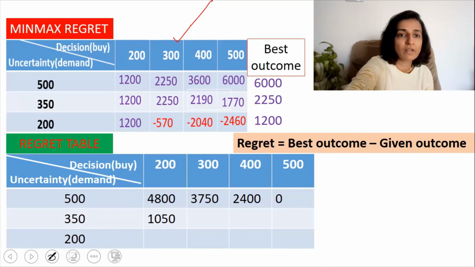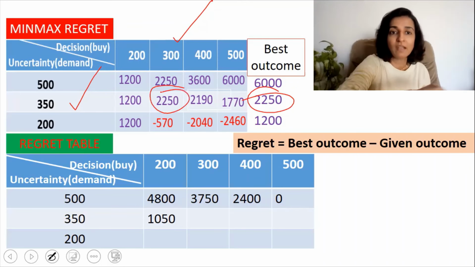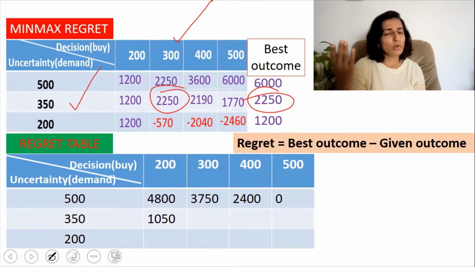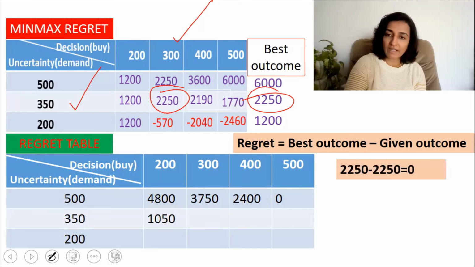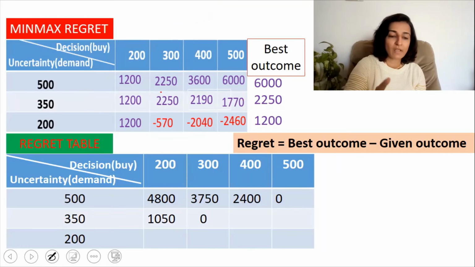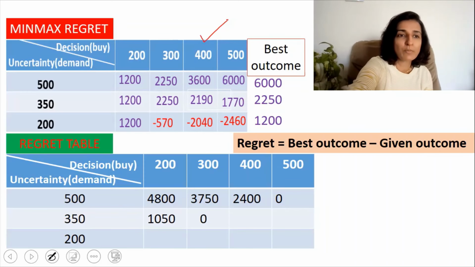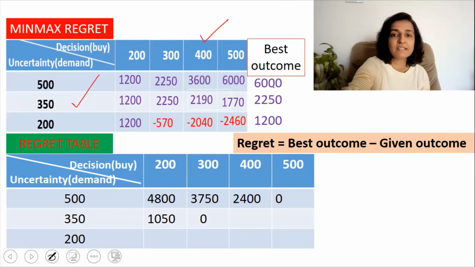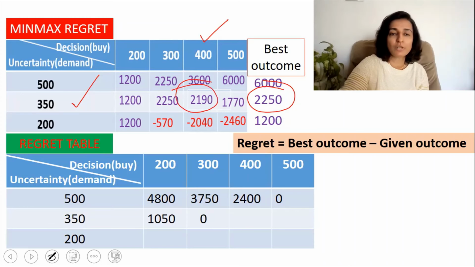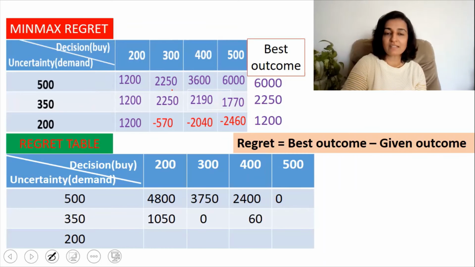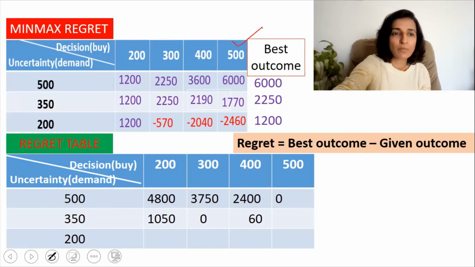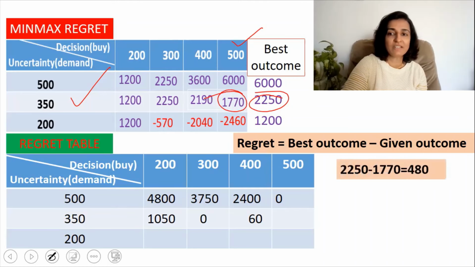Next, 300 tickets bought. 350 is the demand. Best outcome is 2,250. We are also getting 2,250, which is a given outcome. So no regret. Regret is 2,250 minus 2,250 or $0. Now coming to the next situation, 400 tickets bought. 350 tickets is the demand. Best outcome 2,250. Given outcome 2,190. So the regret is $60. Next, 500 tickets bought. 350 is the demand. So regret is 2,250, which is the best outcome, minus the given outcome is 1,770, giving an amount of 480.